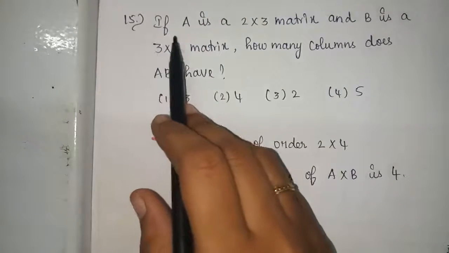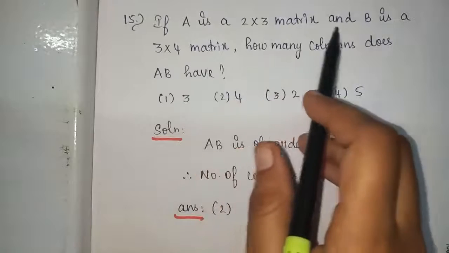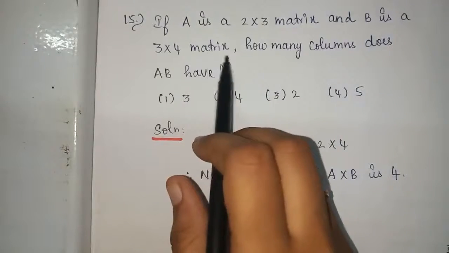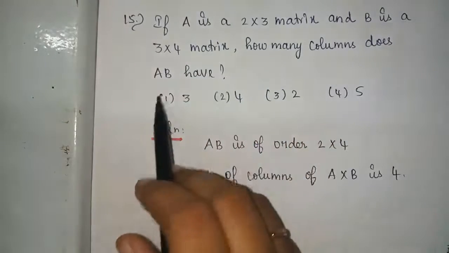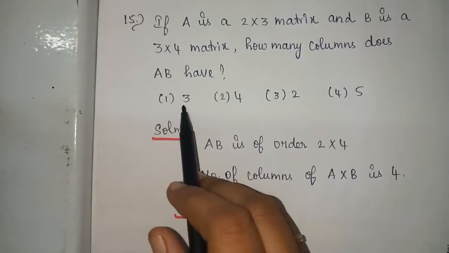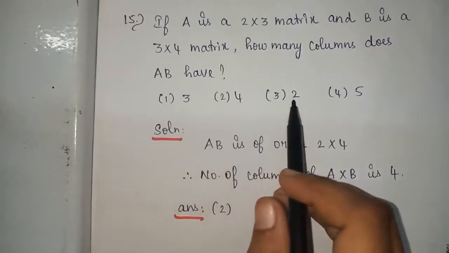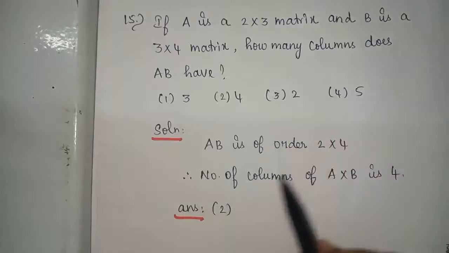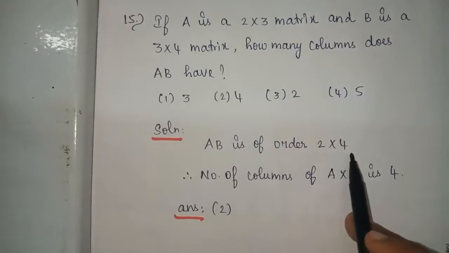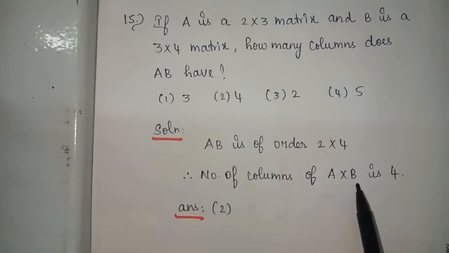Question number 15. If A is a 2 cross 3 matrix and B is a 3 cross 4 matrix, how many columns does AB have? First one 3, second option 4, third option is 2 and fourth option is 5. AB is of order 2 cross 4. Number of columns of A cross B is 4. So the correct option is option 2.